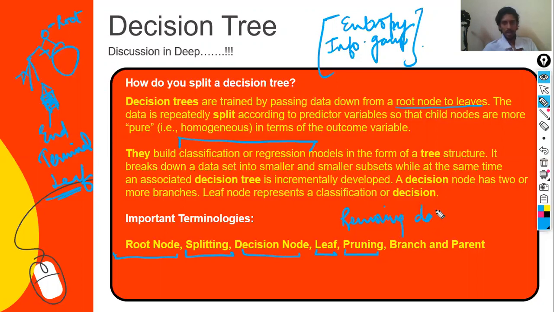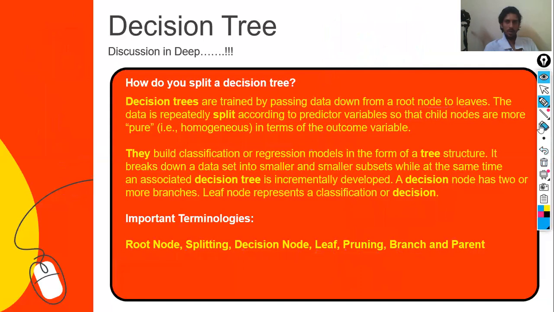There are two types. You have the pre-pruning method and the post-pruning method. We will talk about this in detail when we move on to the technical part of it. You have branch. You've seen all these are branches here. The ones which are connecting to a leaf is what is called a branch. And then you have the root node or the parent node. So these are the important terminologies that you have associated with decision tree.